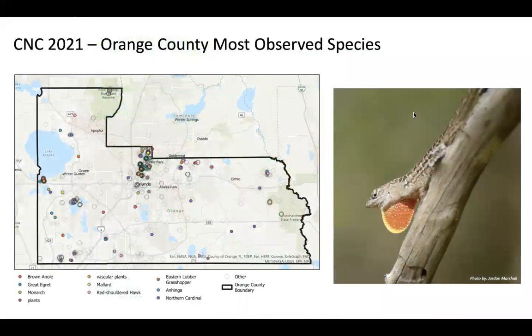This is the information from Orange County from last year. Each of the little circles represents where data was taken. And there's a lot of empty spots in Orange County. So we're hoping that with you and your students, you can fill some of those holes. And you can see, people are not going out finding really difficult things. Brown anoles were one of the most common observed species, along with the lubber grasshopper and cardinals.